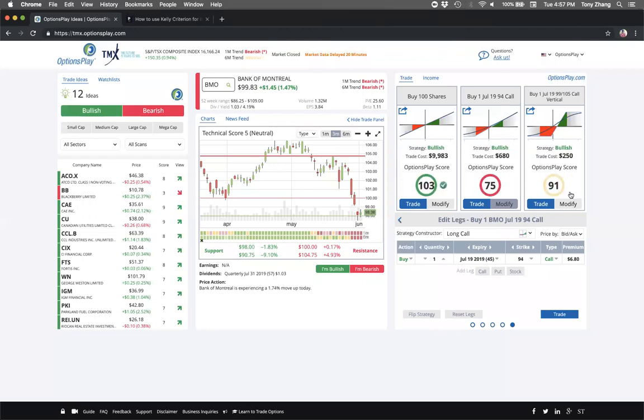The OptionsPlay score isn't going to tell you whether the stock's going to go higher or lower, which is what generally affects the actual outcome of your trade, but it tells you how well balanced the risk and reward of each strategy is. It's looking at probabilities: if the stock was to move higher, if the stock was to move lower, how well balanced is the potential reward to the potential risk. That's all it's telling you. It's not telling you what the outcome of the trade is, which depends on the direction of the market.